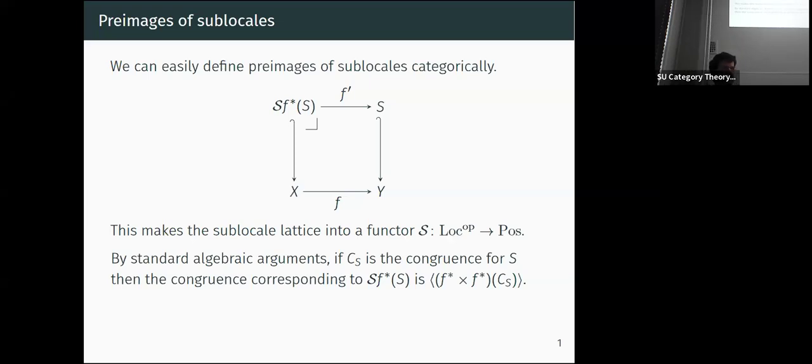And to see exactly what it does in algebraic terms, it's not so hard. If this diagram's in locales, you have a dual pushout diagram in frames. And if you work out what this actually does to the congruences, you see that if C_S is the congruence associated to S, then the congruence associated to this pullback is given by applying F star to the congruence component-wise, and then generating a congruence.